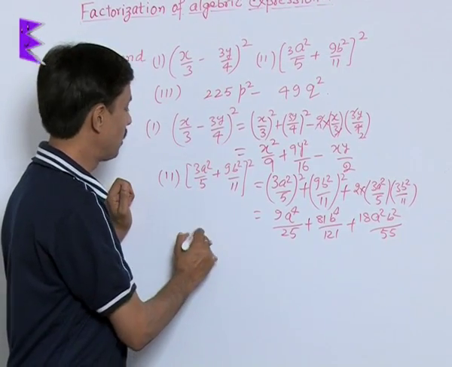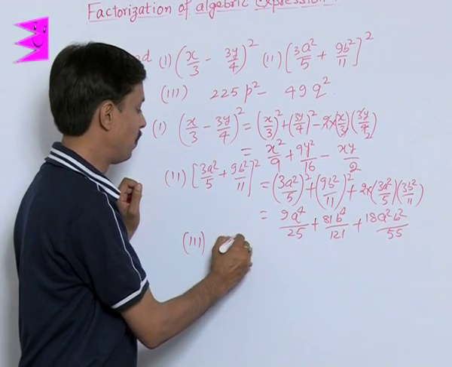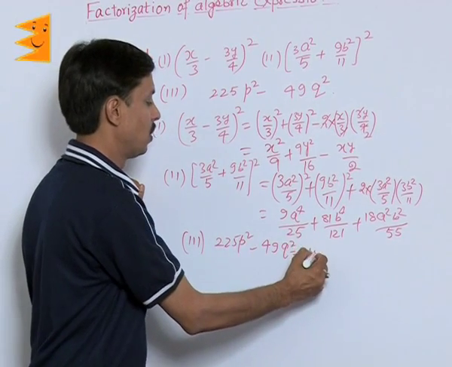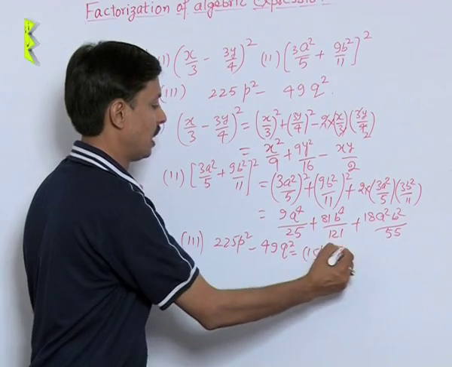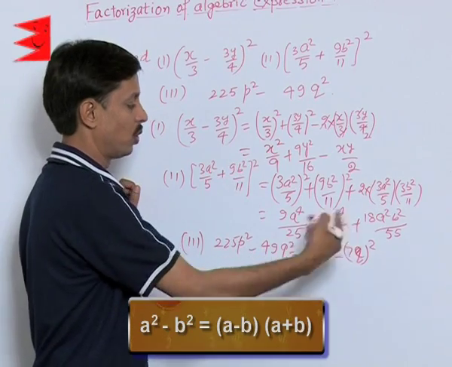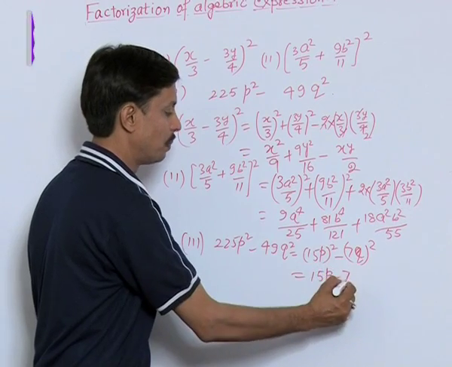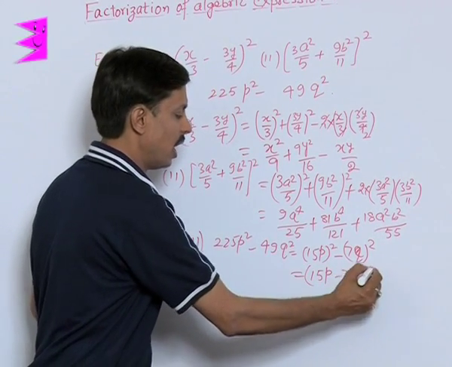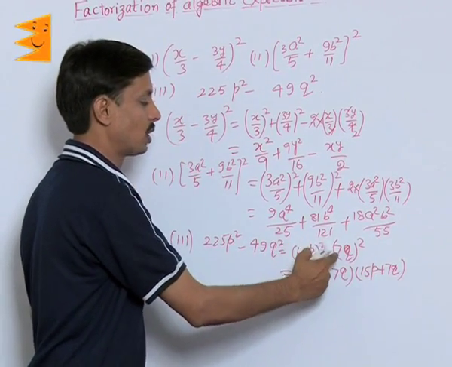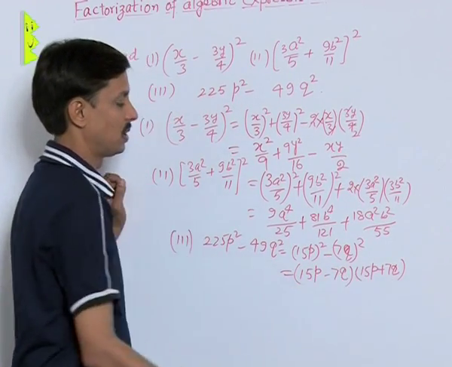What about the third part? The third part is to be expanded as 225p² − 49q². It can be written as (15p) whole square minus (7q) whole square. Here I have to use a² − b² equals (a − b) into (a + b). So a means 15p, b means 7q. So (15p) whole square minus (7q) whole square is equal to (15p − 7q) into (15p + 7q).